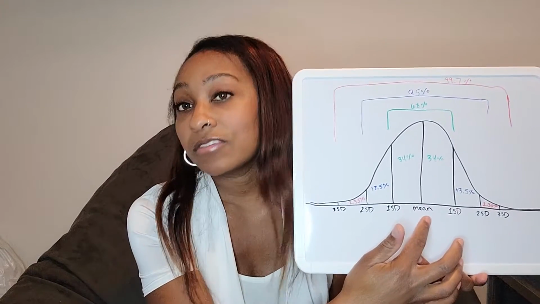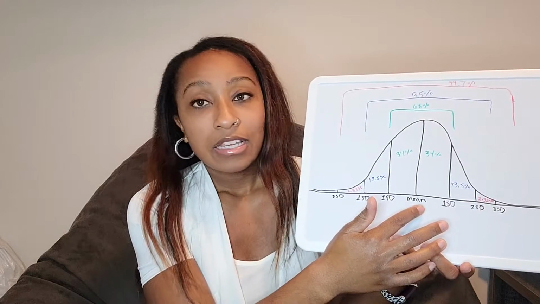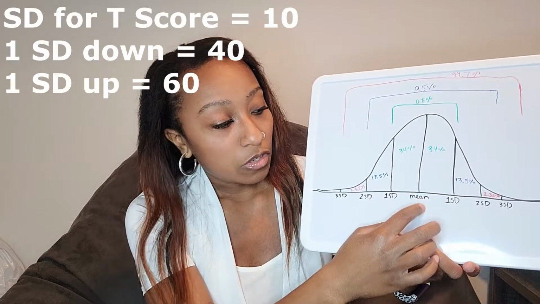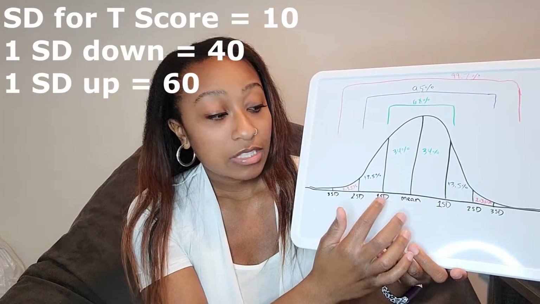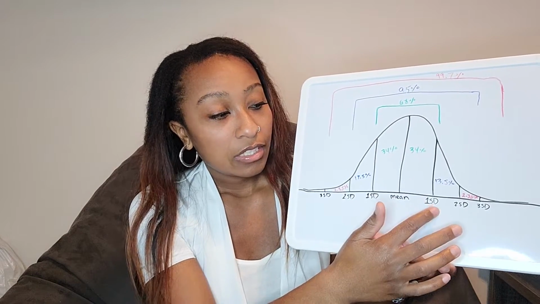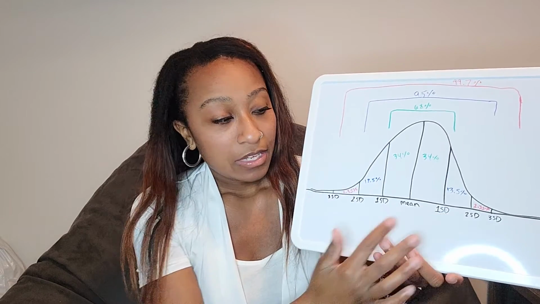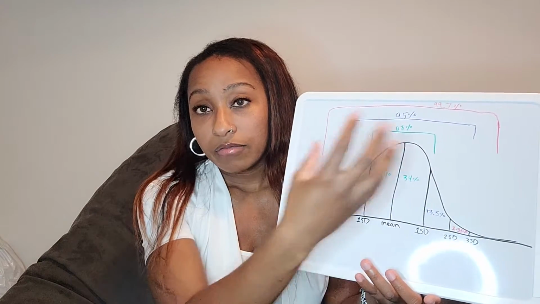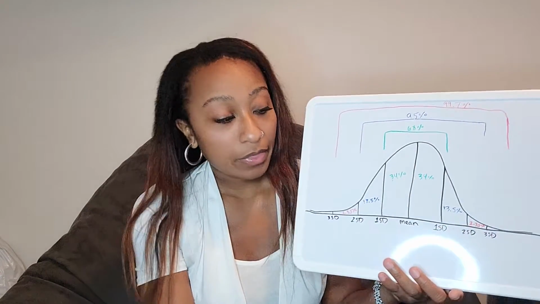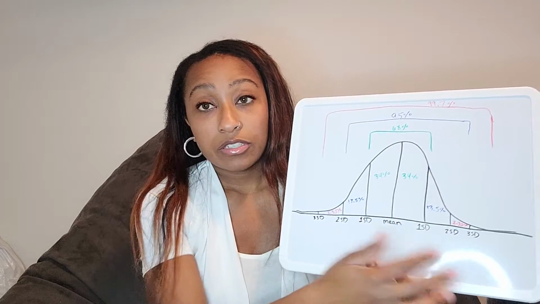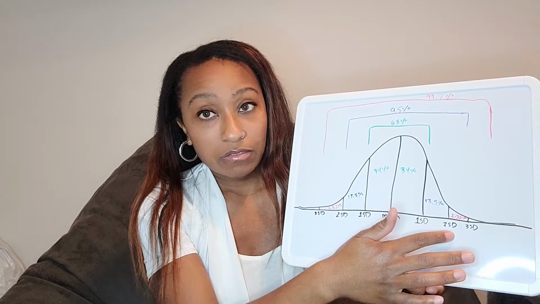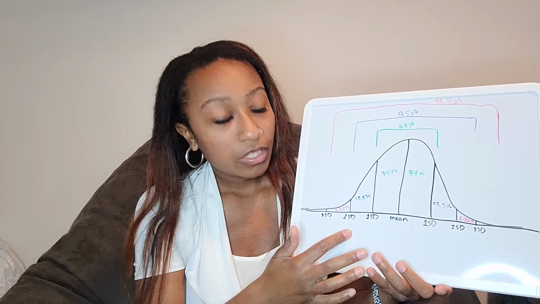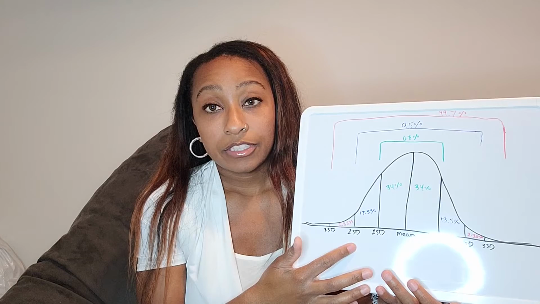Standard deviation for a T-score is 10. So if you want to go 1 standard deviation up, it'd be 60. 1 standard deviation down is 40. So between 40 and 60 for a T-score, that encaptures 68% of students, that encaptures most of where the scores will lie. If you go 2 standard deviations up or down, you're adding another 10 for T-scores. So 70 will be 2 standard deviations up, and 30 will be 2 standard deviations down.